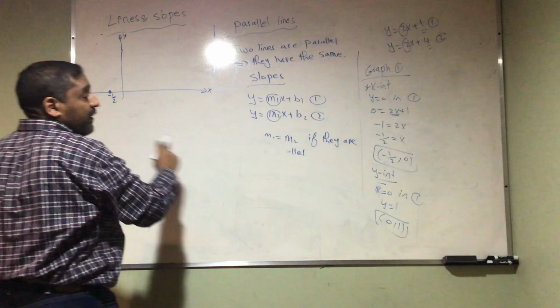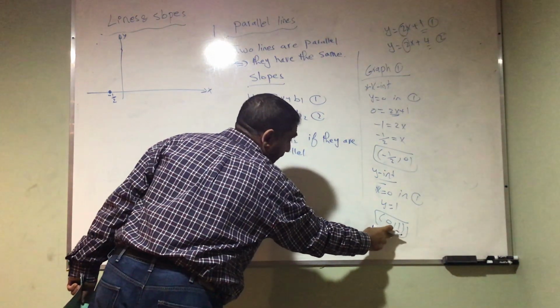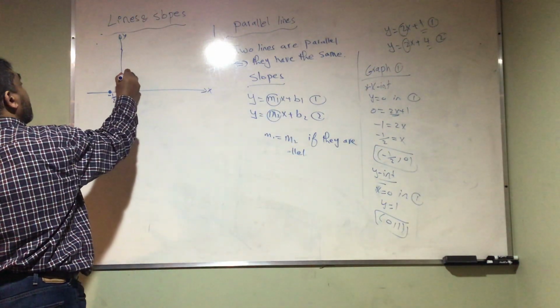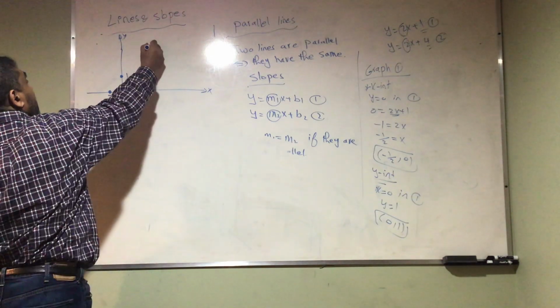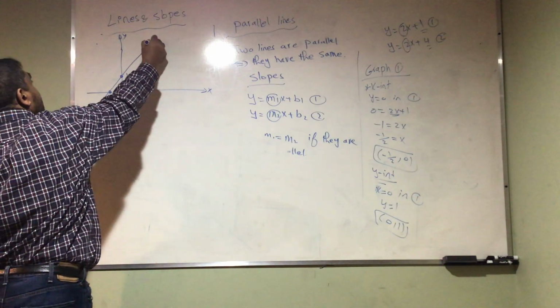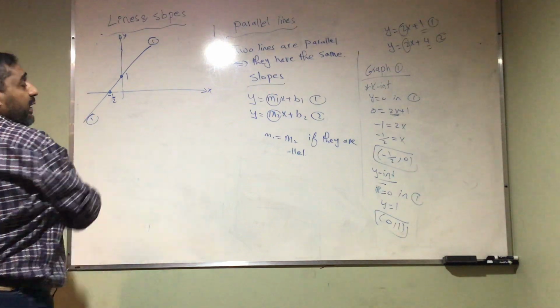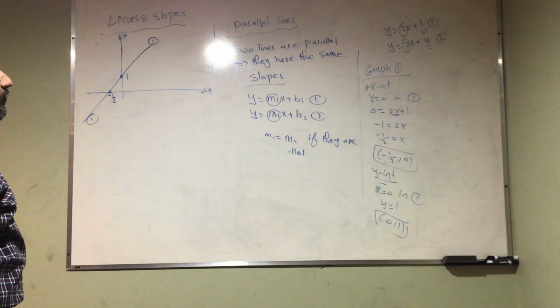I put it here. The second one, your x is 0, but your y is 1. So your y is 1. Then I need to connect them, just connect them because it's a line. And then I write here equation 1, like this. So that is the graph of equation 1.